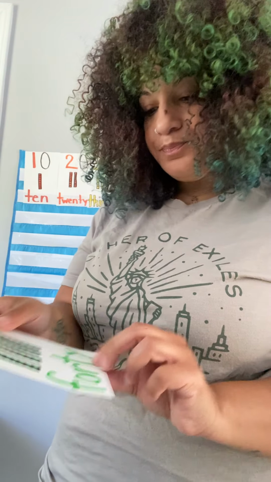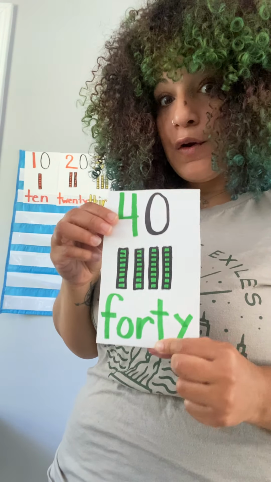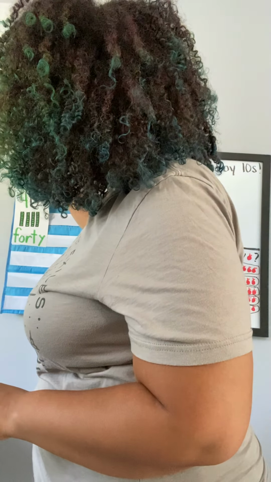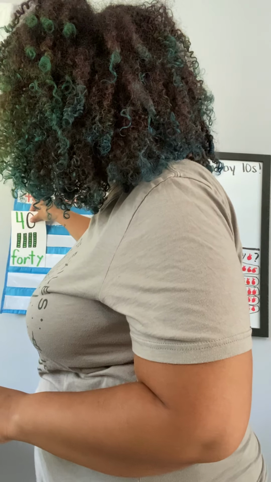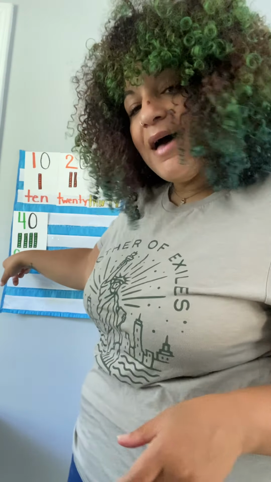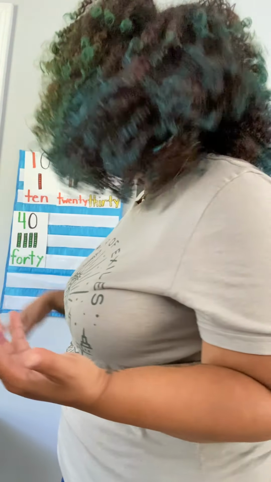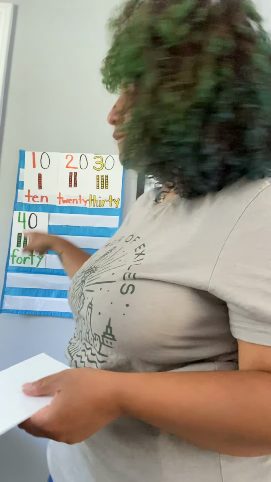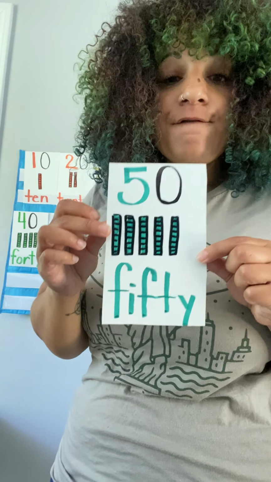So 10, 20, 30. My next number is going to be, right, 40. Here we have the number 40. I know that this is 40 because it begins with that first sound. What letter makes that sound? Right, F. F says f. So I know that this is 40.